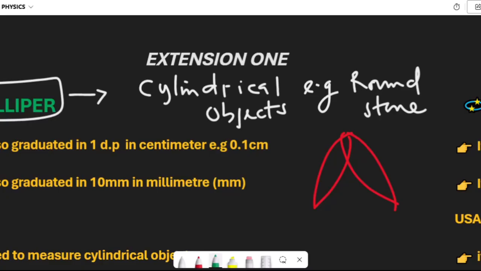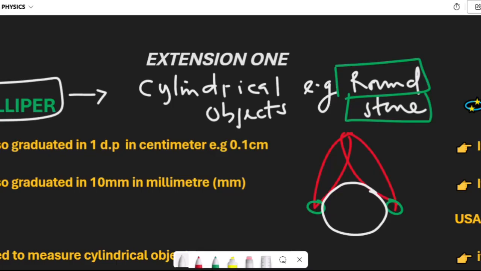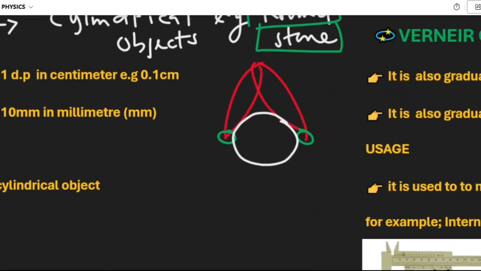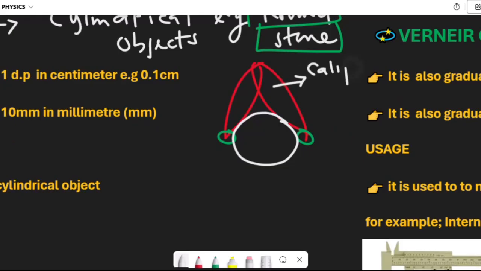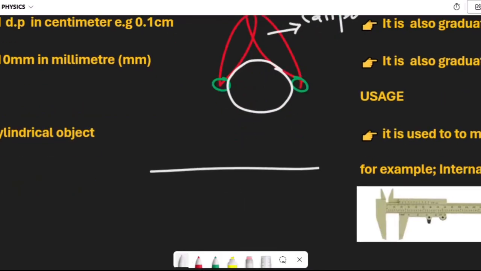in which at this side we have the teeth. The teeth are meant to hold the round stone at the edges. For instance, let us assume we have the round stone at the edges. Now that I've actually measured the round stone at the edges, I'm now going to pick my caliper and place it upon a meter rule.